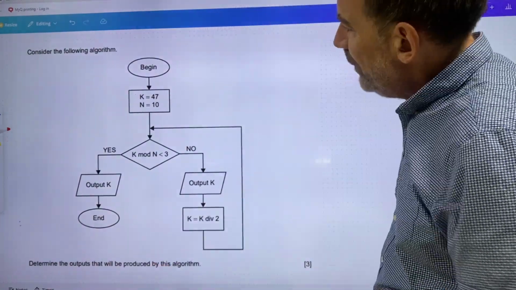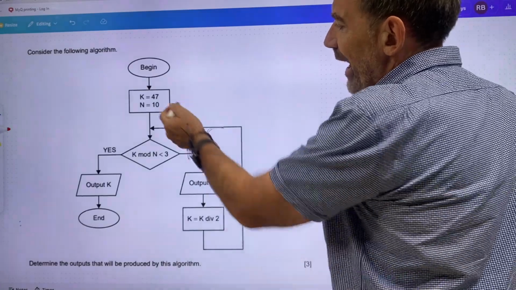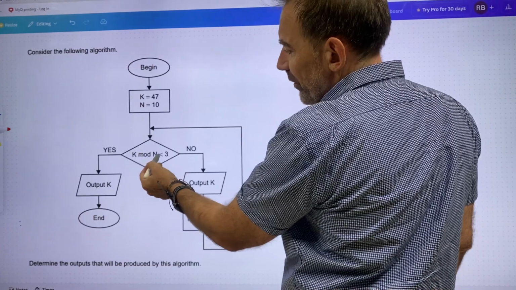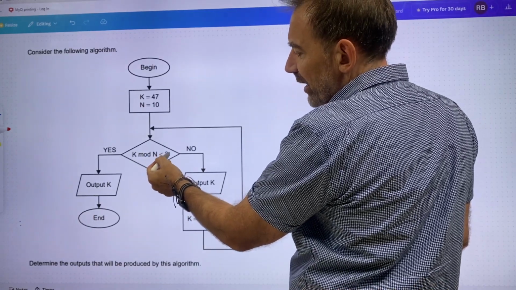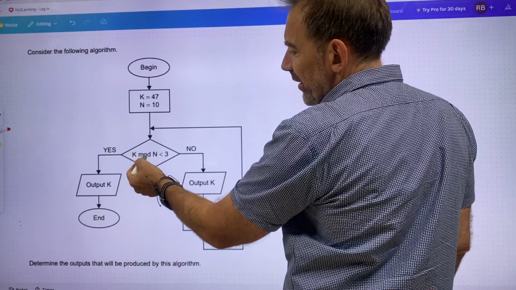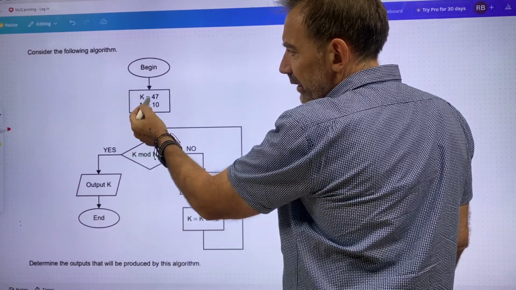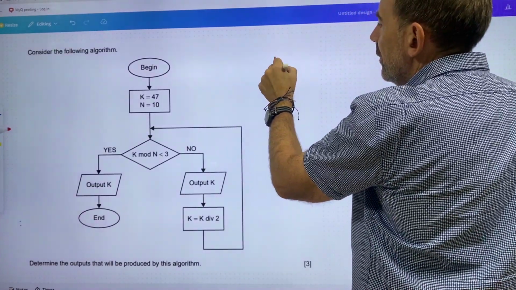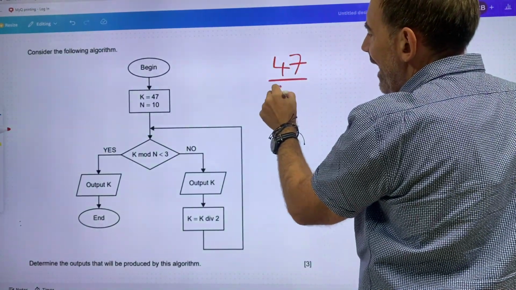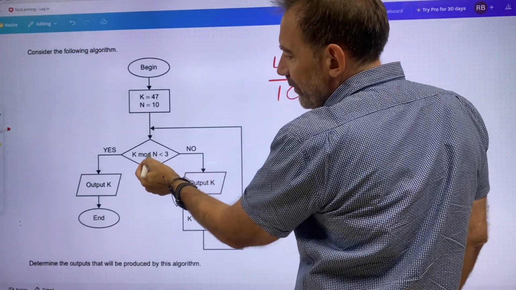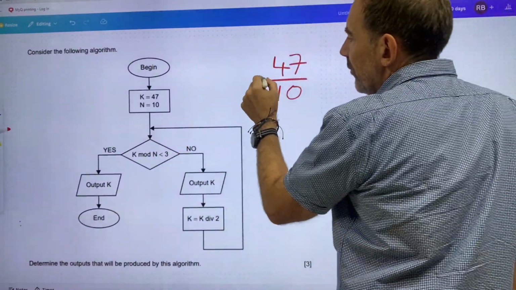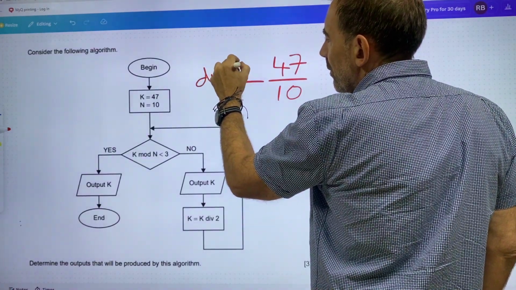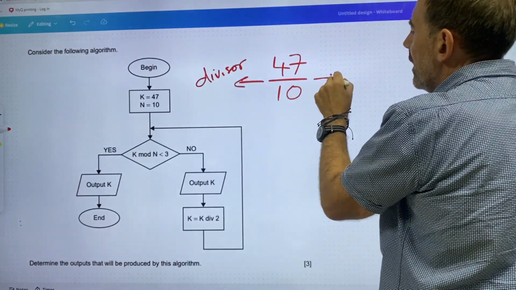Okay, we're going to begin. We've got k equals 47, n equals 10. Yeah, k mod n is less than 3. What I'm basically saying is, if we divide k by n, so if we divide 47 by 10, would the remainder, the mod, be less than 3? So we've got a divisor, and we've got a quotient.